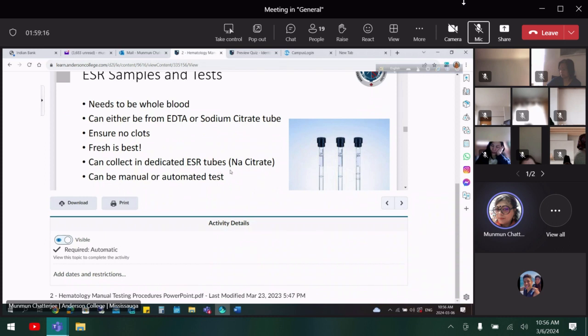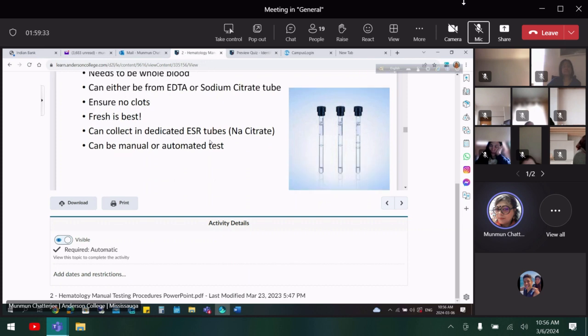ESR samples. What type of samples do you need? You need whole blood, EDTA blood. It can be either an EDTA or sodium citrate tube. You can take it from the lavender tube or even use the blue tube. Ensure no clots. Fresh is the best. It can be collected in dedicated ESR tubes, which are sodium citrate tubes. Nowadays we don't use it. We use the EDTA tubes, but you can use it because the Westergren tube uses sodium citrate as a diluent.